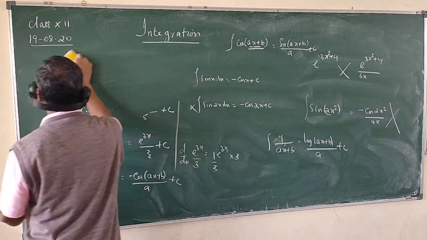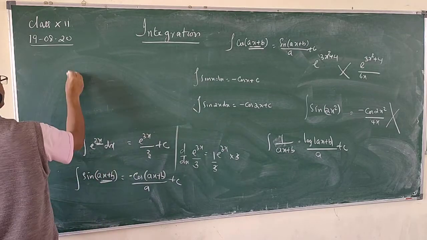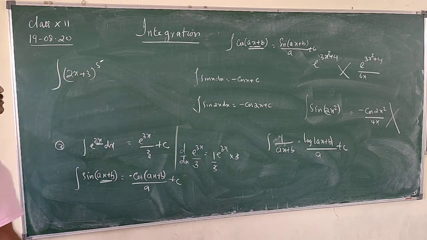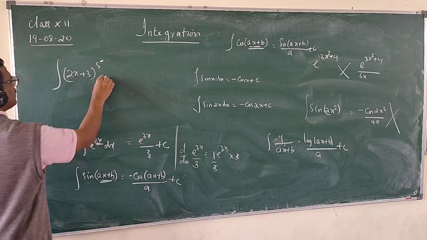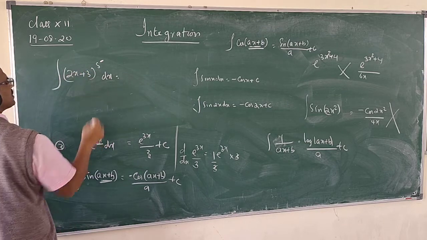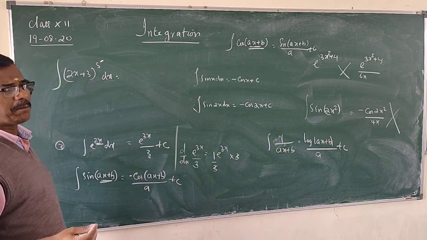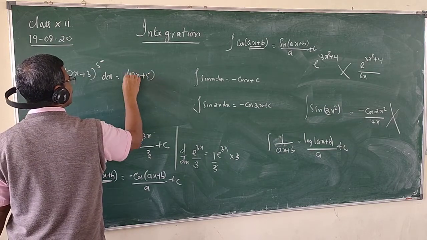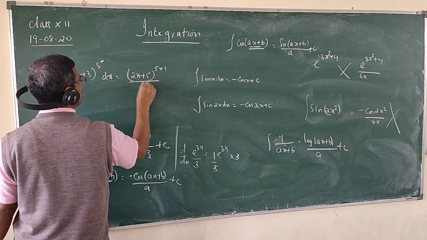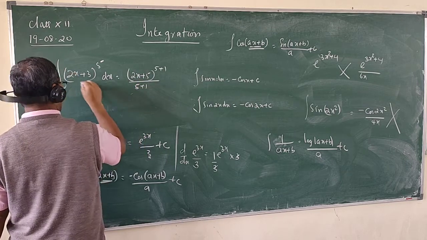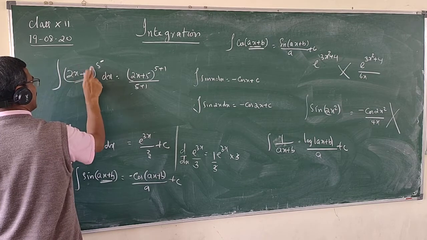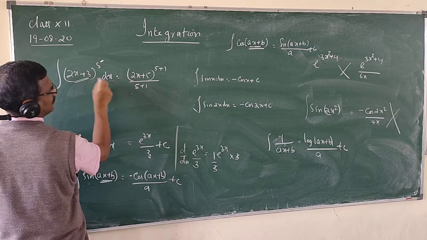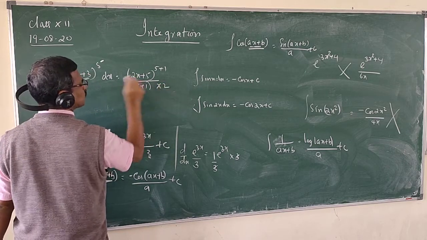Now let us see another example. Suppose I want to find out the integration of 2x plus 3 whole raised to 5. We know that the integral of x raised to n is x raised to n plus 1 by n plus 1. So here it is 2x plus 3 raised to n plus 1 divided by n plus 1, and in place of x you have a linear expression. What is the derivative of this linear expression? The derivative of 2x plus 3 is 2. So this 2 is to be divided here.